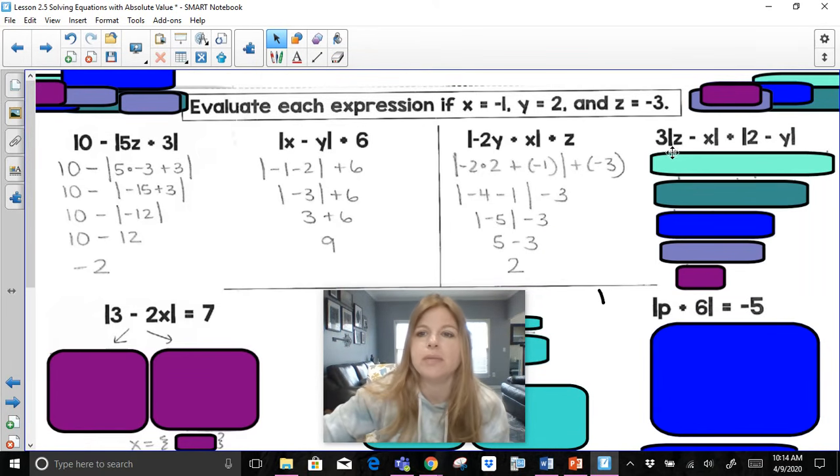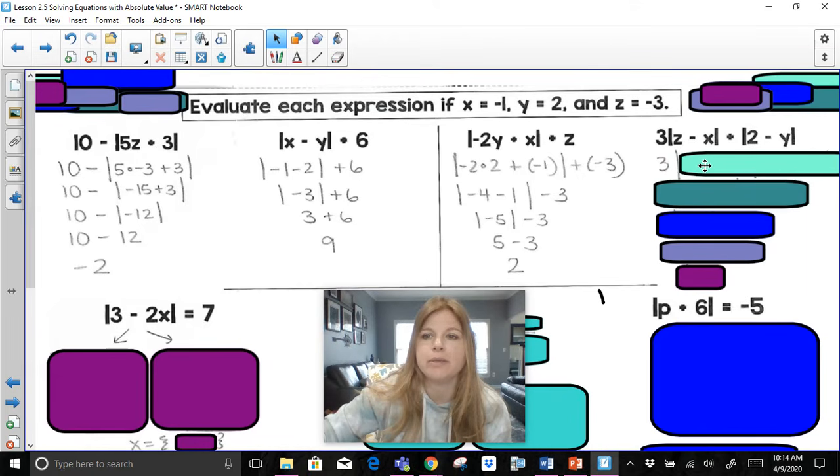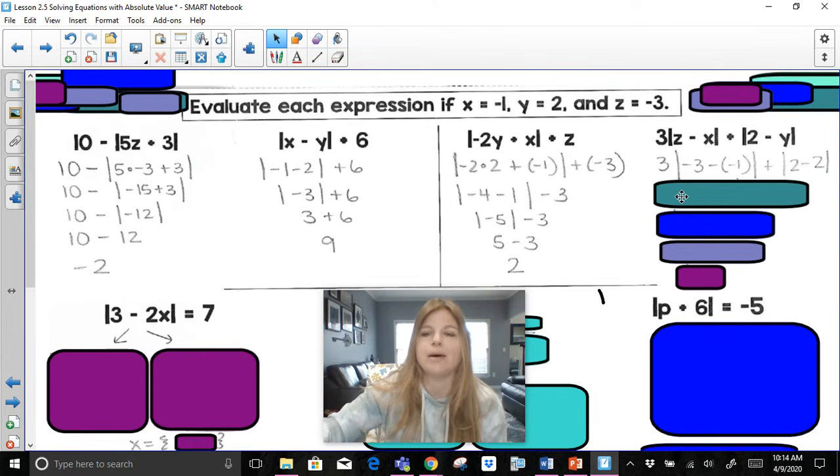Last one of this skill. 3 times the absolute value of z, which is -3, minus x. So minus, now my x value is -1, so minus that -1, close the absolute value bars, plus absolute value of 2 minus my y value of 2. Okay, so this is now 3 times the absolute value of -3 minus a -1 really means +1 plus, and now let's clean this up.